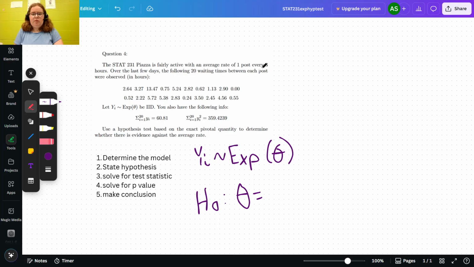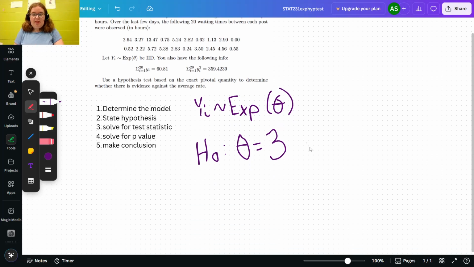Well, what is the average rate? Well, it's one post every 3 hours. Since everything here is measured in hours, our theta, as defined in this class, should be 3. If you're confused about how I got this, it took me a little bit to figure out too. Not 100% sure if it's right, so we're just going to go with it. And if I'm wrong, then someone will correct me, I trust. So we'll just continue on with that. And with our alternative hypothesis, we just care about whether the average rate is or is not 3. So we just want this to be not equals 3. We'll be doing a two-sided hypothesis here.